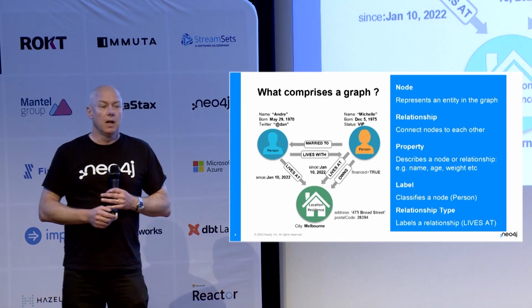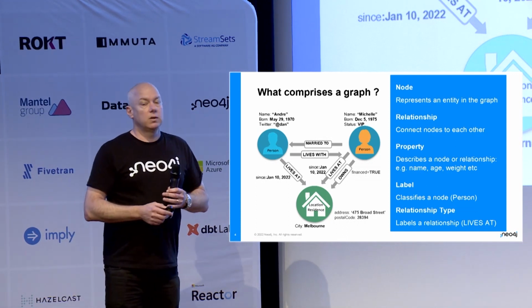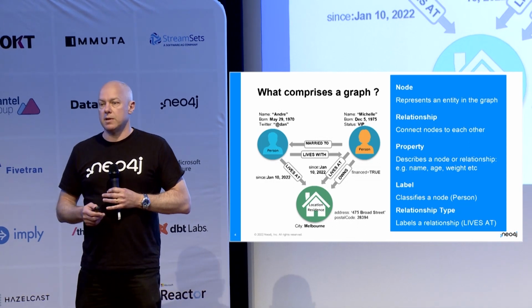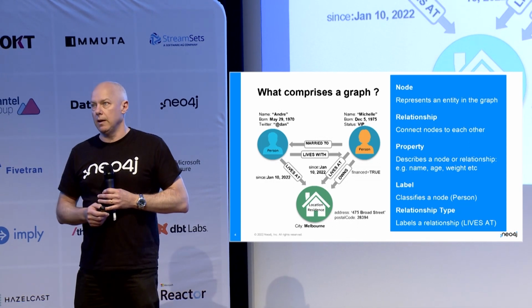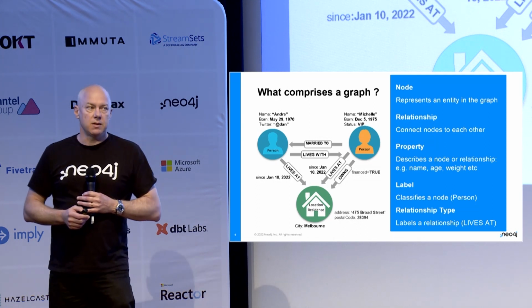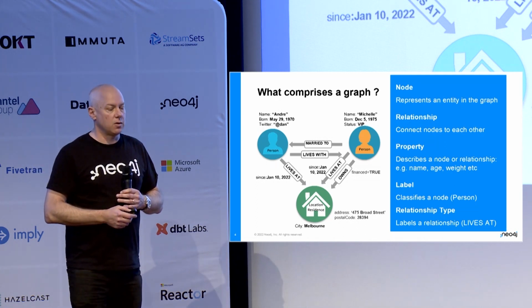Now, if you've looked at any literature on graphs, you'll hear about vertices and edges. Well, in this world, a node is a vertex and a relationship is an edge, and you'll see those terms come up frequently.